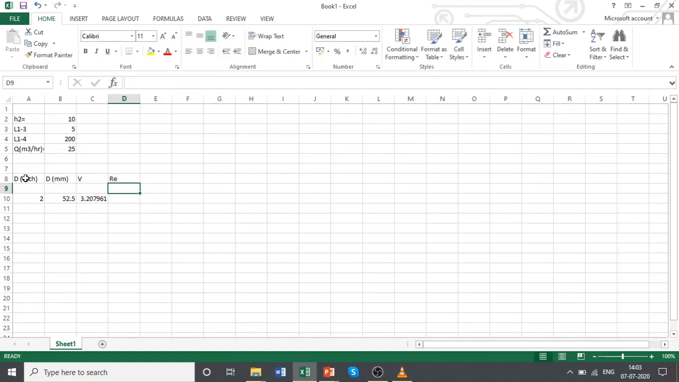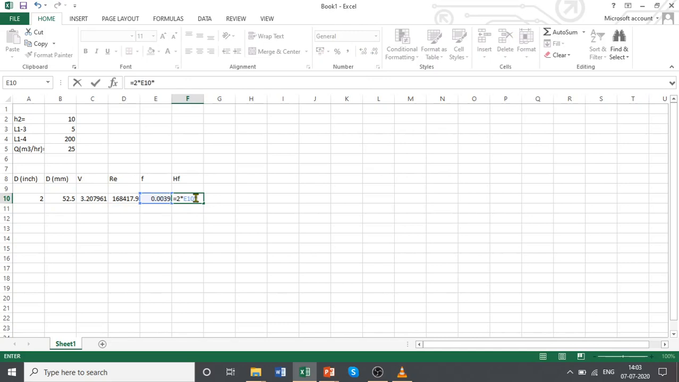Okay, Reynolds number we can calculate. Reynolds number is diameter divided by 1000, that will give you meters, into velocity into rho divided by mu. Friction factor, if we calculate, let's say pipe is smooth, 0.079 multiplied by Re raised to minus 0.25, so that will give you friction factor. Now HF. Just check this formula, 0.079 Re raised to minus 0.25.